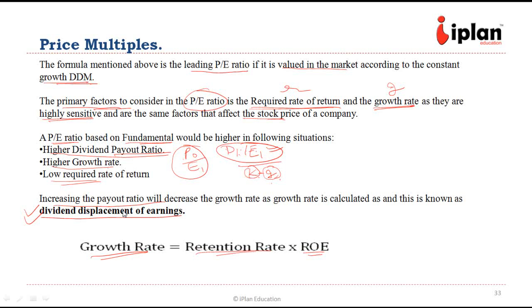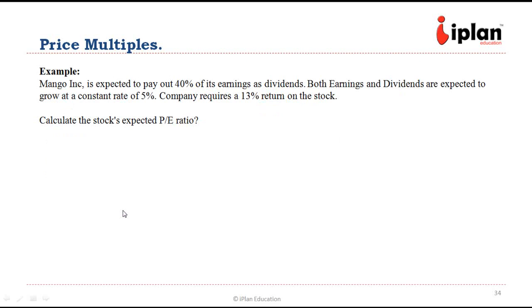Let us take a numerical example here. A company is expected to pay out 40% of its earnings as dividend. So the dividend payout ratio is 0.4. Both earnings and dividends are expected to grow at a constant rate of 5%. So G, which is constant, is 5%. So we can use the Gordon growth model here. And the required rate of return on the stock is 13%. So this is R, which is 0.13.